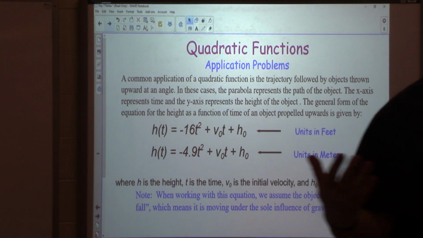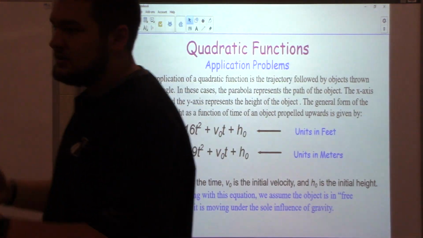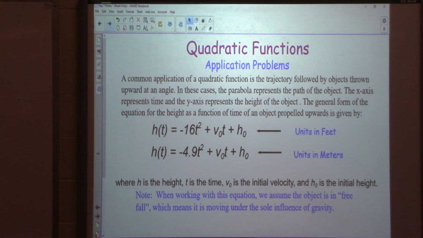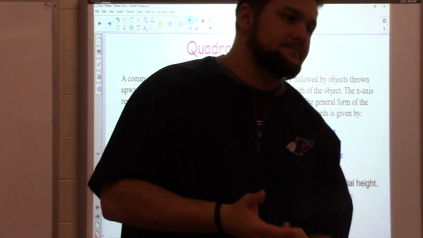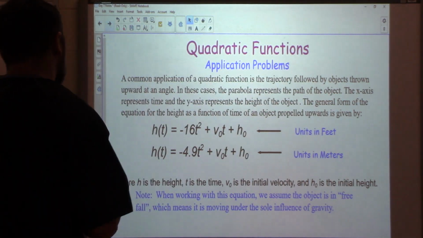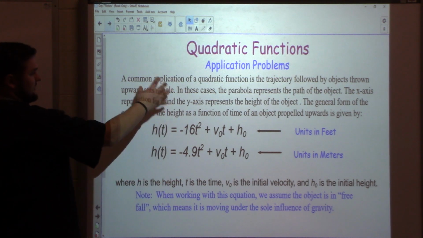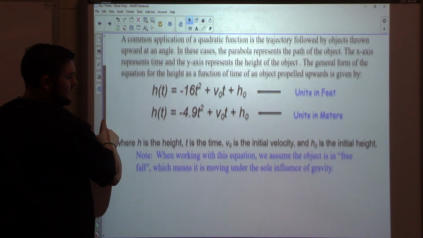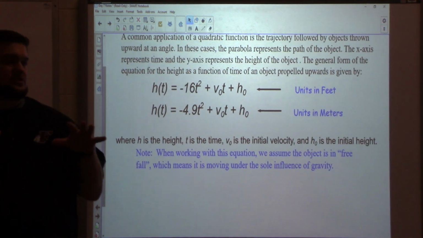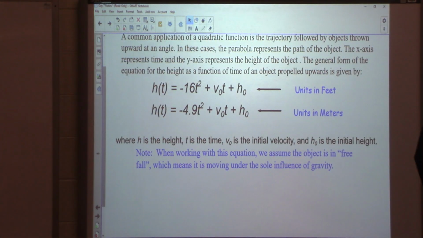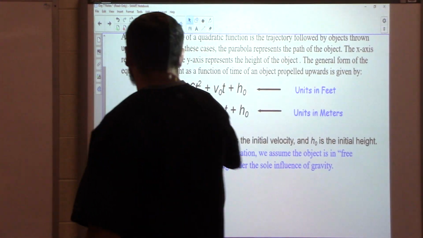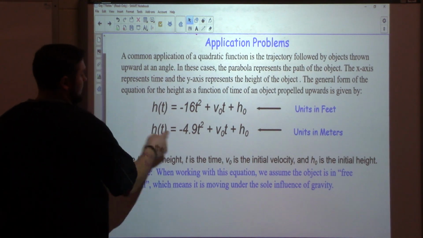It makes a parabola. When we launch a rocket, it goes up at a certain angle, comes down at a certain angle. So there's always gravity acting upon it. So we are assuming in every problem that it is under the sole influence of gravity. There's no thrusters behind any rockets we're talking about. There's nothing else behind it besides gravity, pulling it down. Okay? So that's what this negative 16 and that negative 4.9 are.